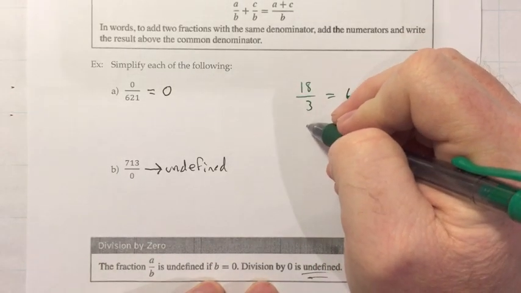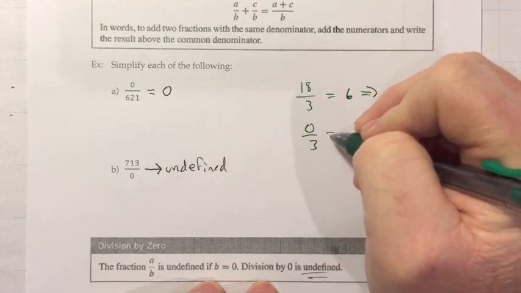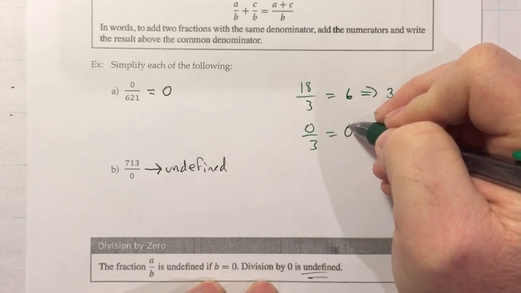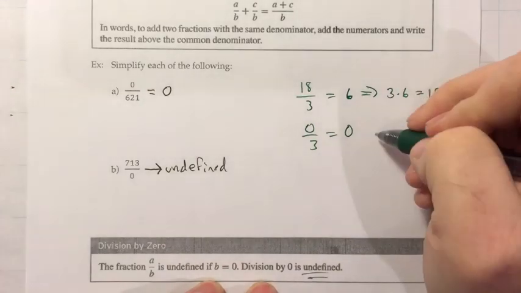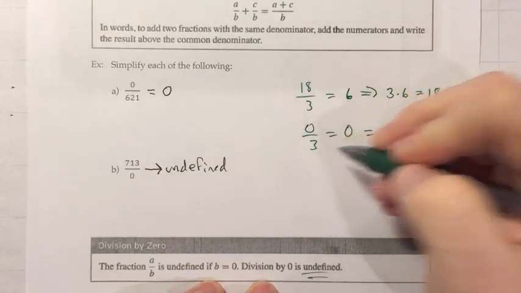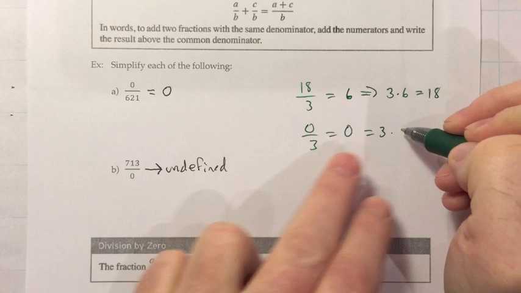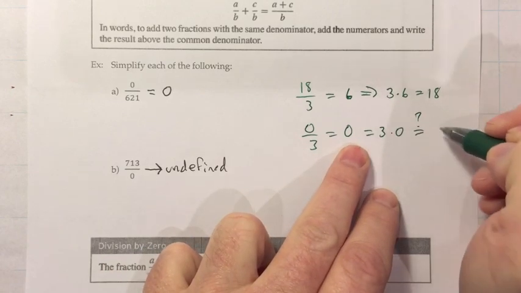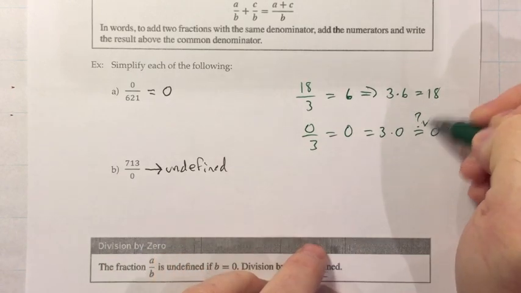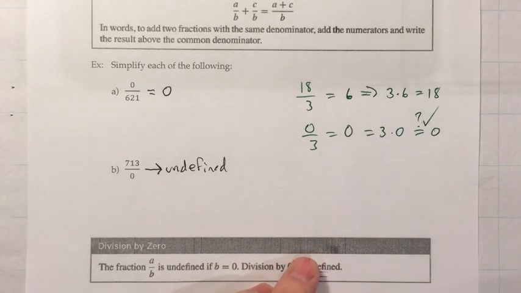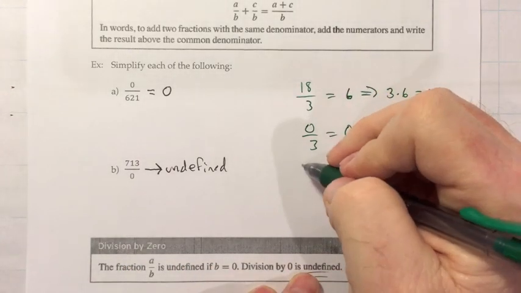So what if we had 0 over 3? What's the answer? Well, according to this, it would be 0. And then if you check it, you would do the denominator 3 times your answer 0 and think about, is that equal to the numerator 0? And yeah, it is. So that one seems to make sense. What about this one right here?